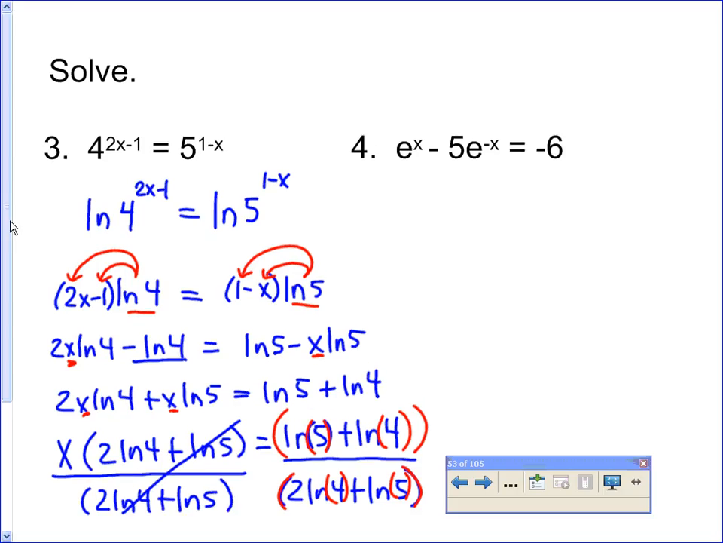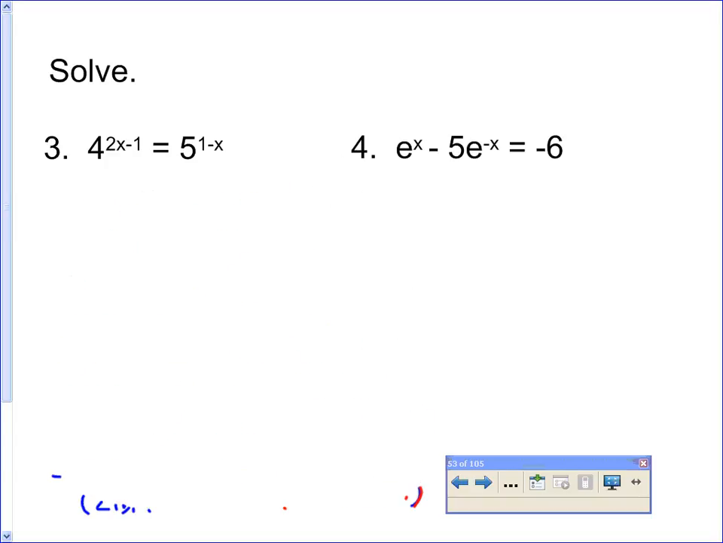All right, now let's look at our next example. And again, this one gets a little bit more complicated.